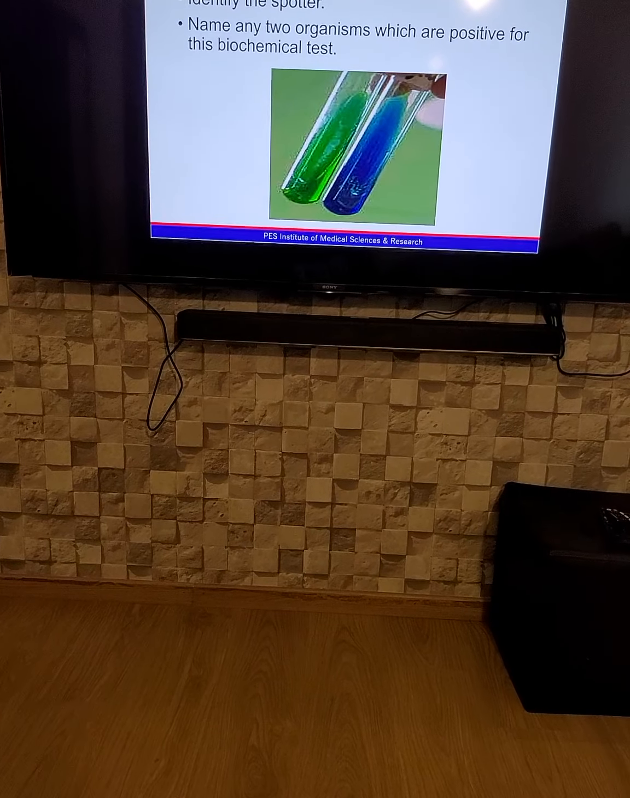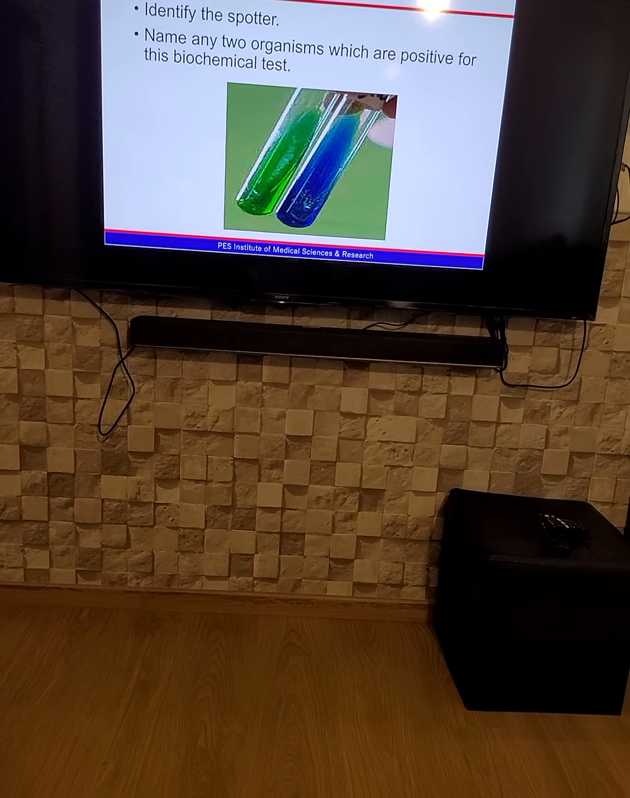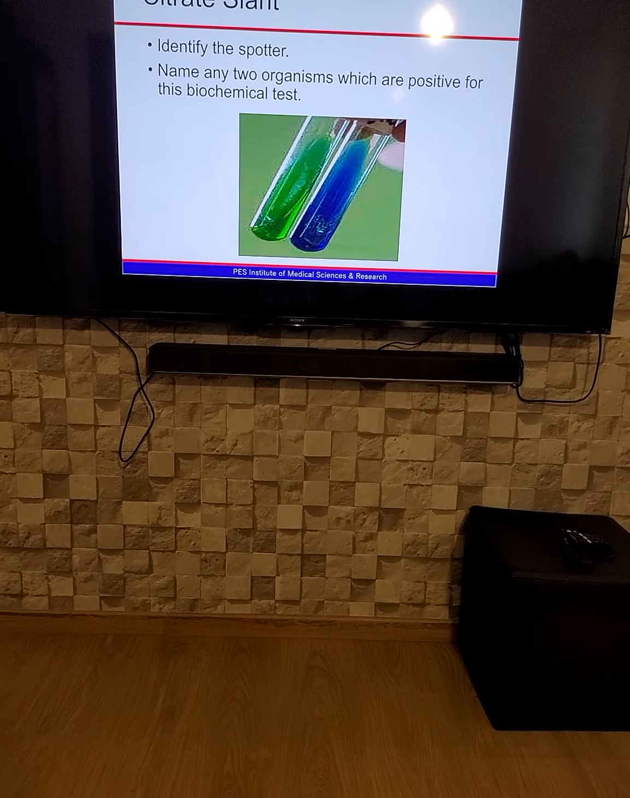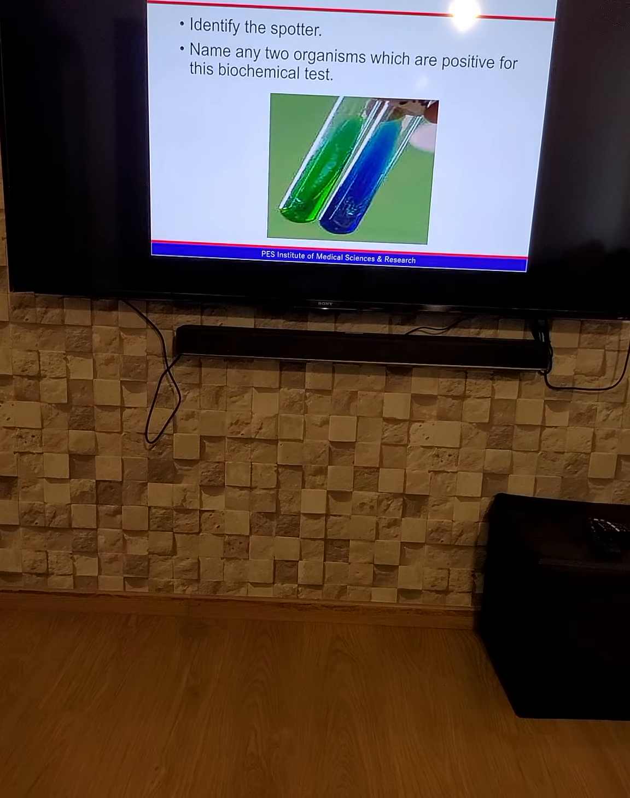Simmons citrate agar. Koser's is liquid, Simmons is solid. Growth or change in the color is positive.